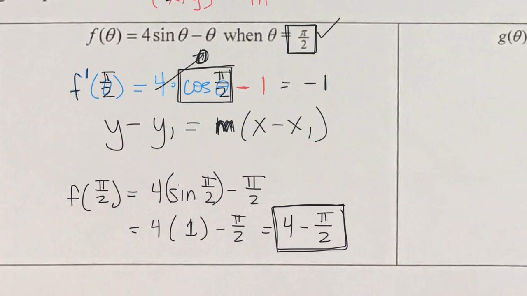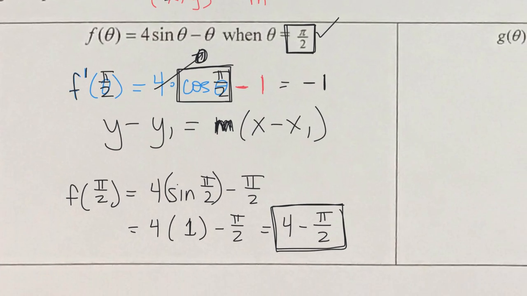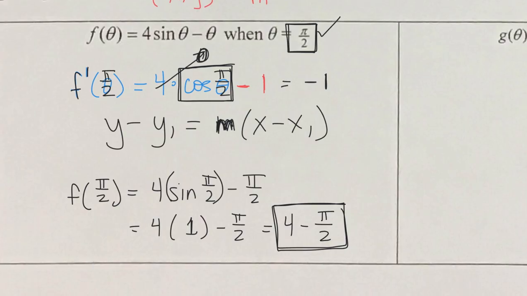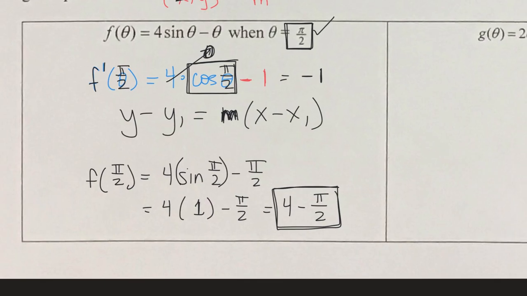Okay? Very good. So let's put this all together as an equation. Okay, so y minus 4 minus pi over 2, right? That is the y coordinate that we found there in that box. Y minus y1, which is 4 minus pi over 2, equals m, the slope, negative 1, times x minus the x coordinate of pi over 2.